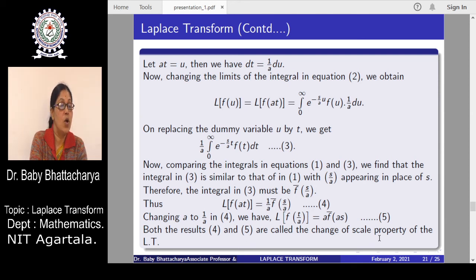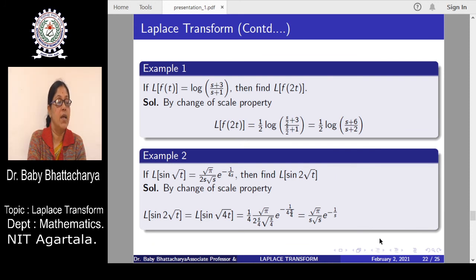Now, to obtain the second part of this property, we change a by 1 by a and put it in this relation 4. Accordingly, we obtain the Laplace transformation of the function f of t by a, and in the right hand side we are getting a times f bar a of s. We are putting this relation as 5. Now, both 4 and 5 are called the change of scale property. Whenever we are given the Laplace transformation of the function f of t, if it is required to find the Laplace transformation of f of at as well as Laplace transformation of f of t by a, we can find the Laplace transformation by using these two results 4 and 5.